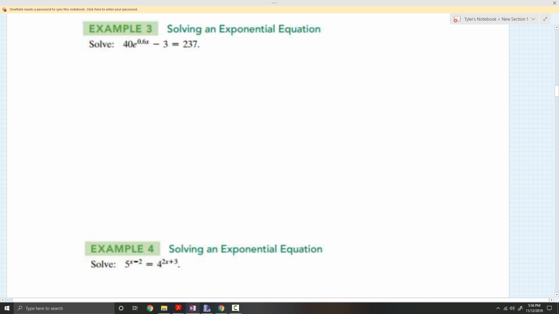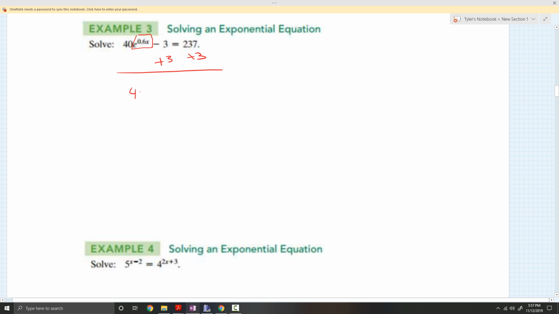Right, so now we want to maybe try to increase the difficulty a little bit. So if I look at this next example, example 3, notice I have a number times my base with an exponent minus another number equals 237. So the first thing we want to do is isolate this e raised to the exponent, right? I want to solve for that. So probably the first thing you'd want to do is add 3 to both sides.